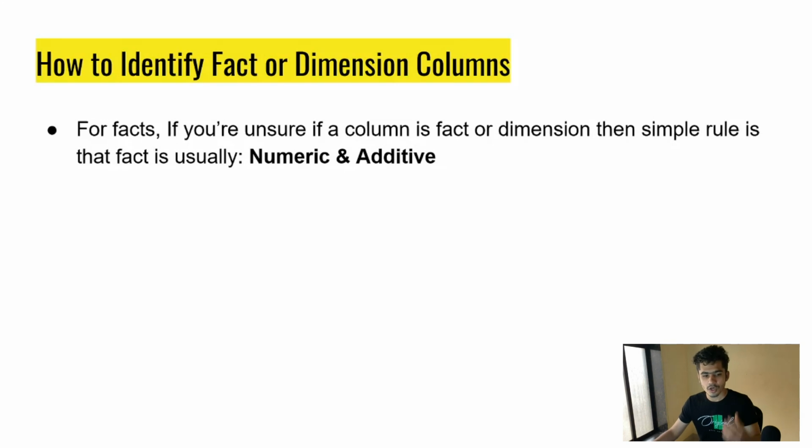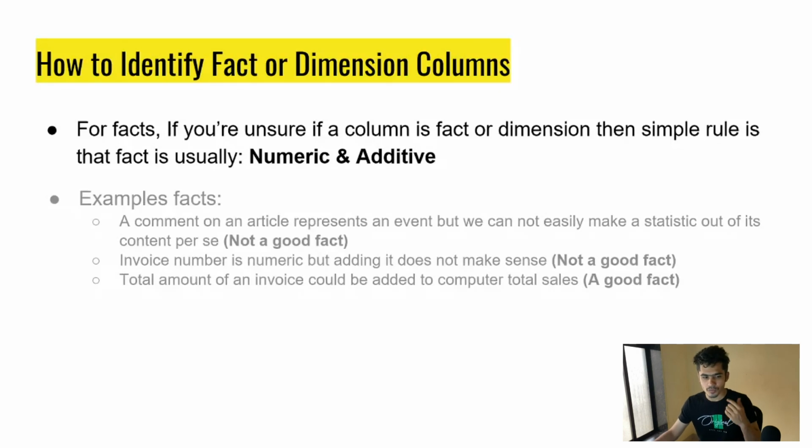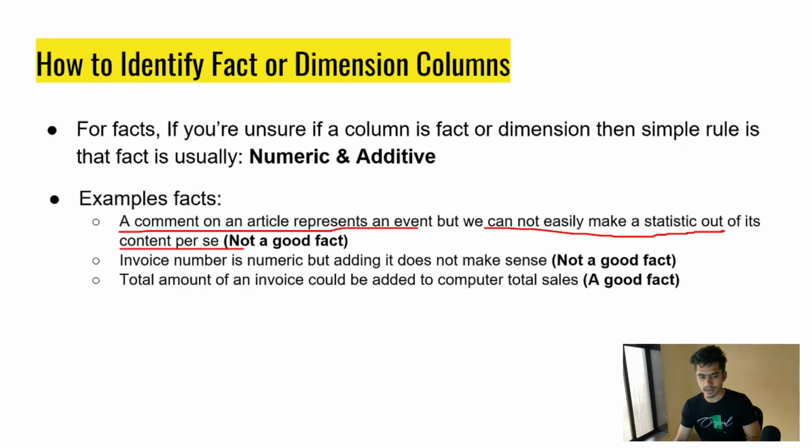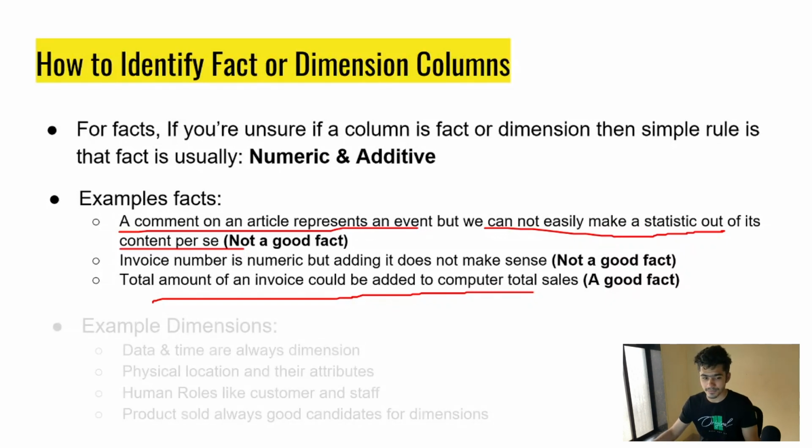For the fact, if you're unsure whether the column is a fact or dimension, then the simple rule is it is usually numeric or additive. What that means, here are some examples of facts. A comment on any article, okay, is an event, but you cannot directly extract some kind of statistics out of it, so it is not a good fact. Invoice number is numeric, but adding invoice numbers does not make sense, so it is not a good fact. Total amount of invoice can be added up to get the total sales, so this can be considered a fact.